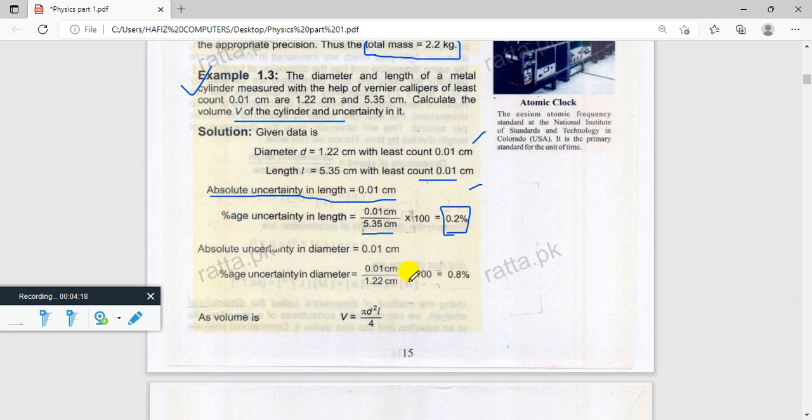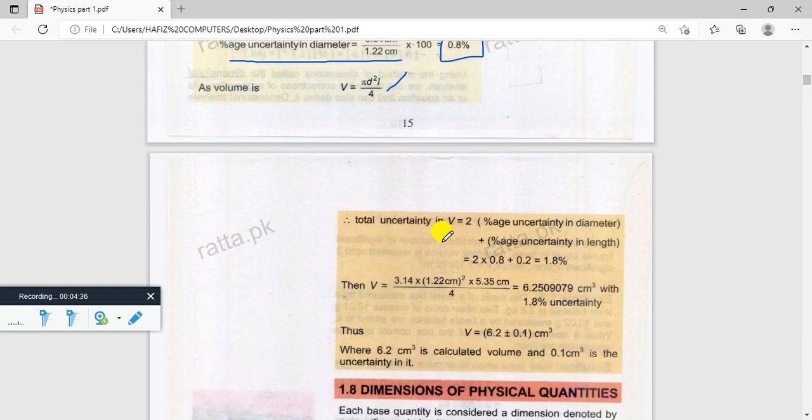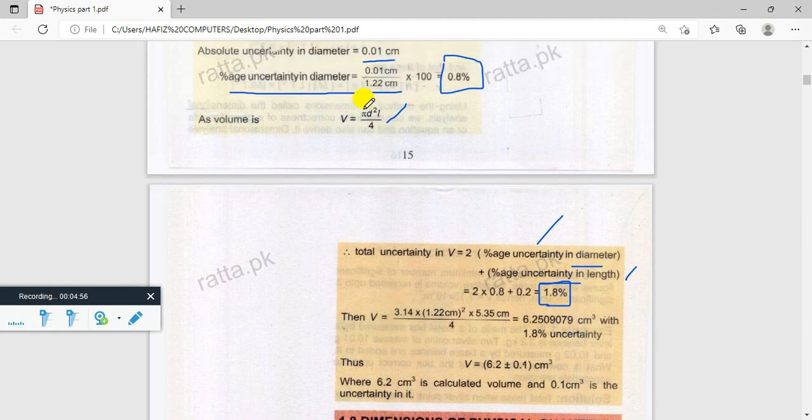Absolute uncertainty in the diameter is given as 0.01 cm. In the same way, we apply the percentage uncertainty for the diameter as well. It comes out to be 0.8%. We know the volume of a cylinder is equal to pi d square L over 4. The total uncertainty in volume is equal to 2 times the percentage uncertainty in diameter plus the percentage uncertainty in the length. So when we have already calculated these two values, the total uncertainty is equal to 1.8%.